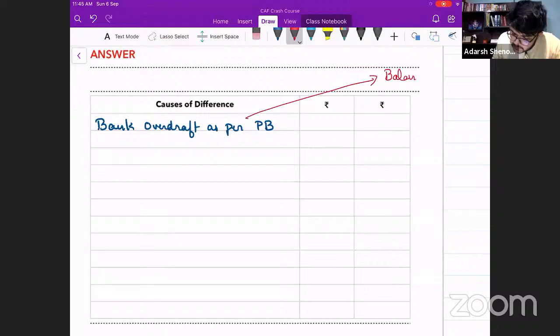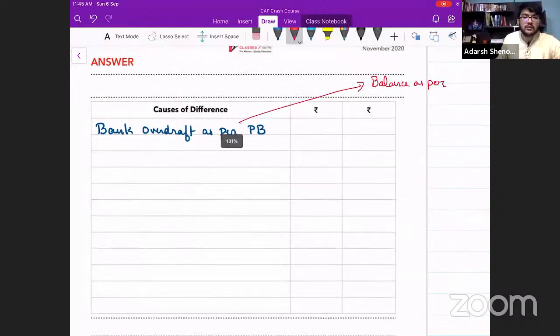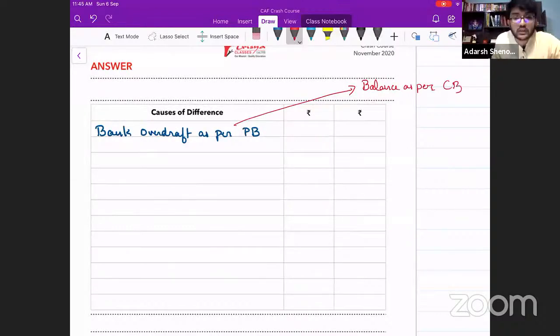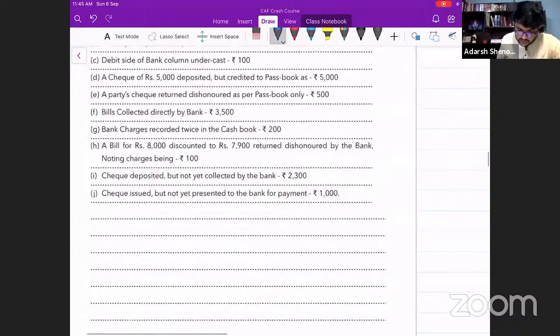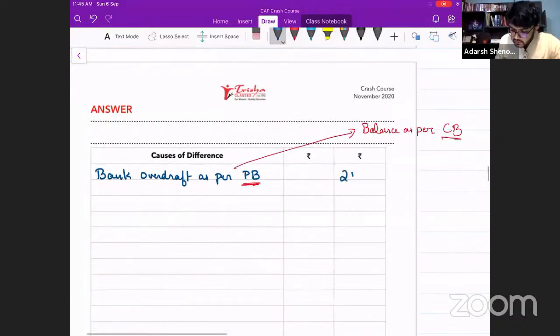Think of it as balance as per cash book. So if they have given bank overdraft as per passbook, think of it as balance as per cash book. Just reverse the book, it will be the other book. Now write the amount. How much is the amount? 21,000. Whenever you are moving your hands, you have to think of the starting point as the cash book. That's all.